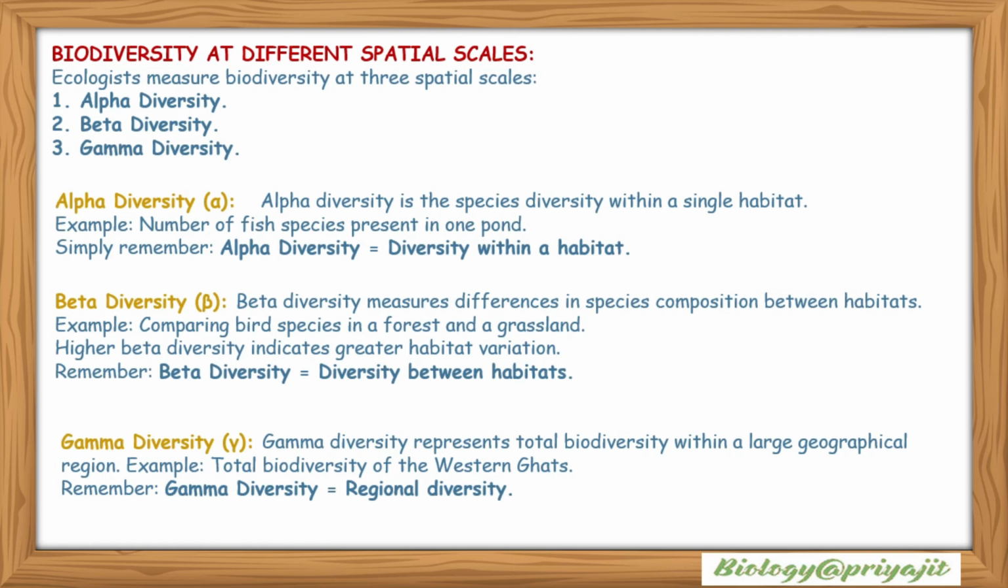Gamma diversity represents the total biodiversity within a large geographical region. Examples include total biodiversity of the Western Ghats. Remember, gamma diversity is the regional diversity.